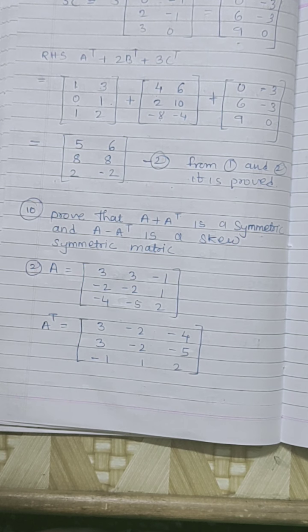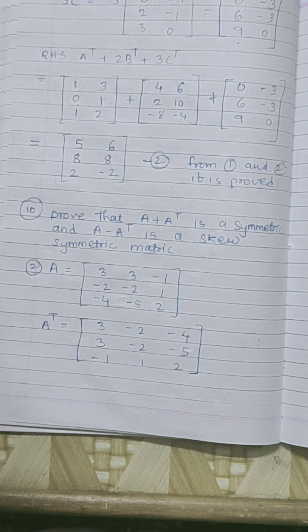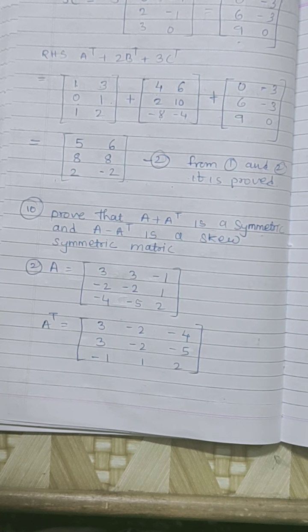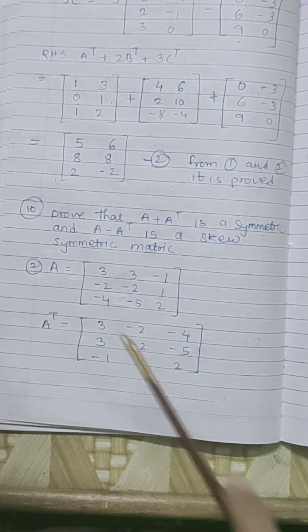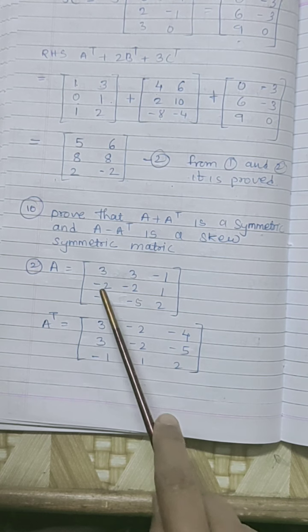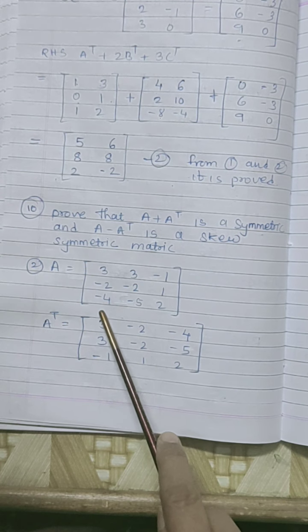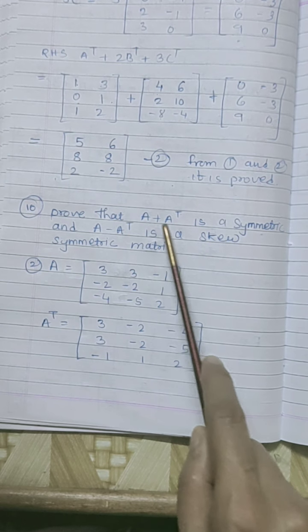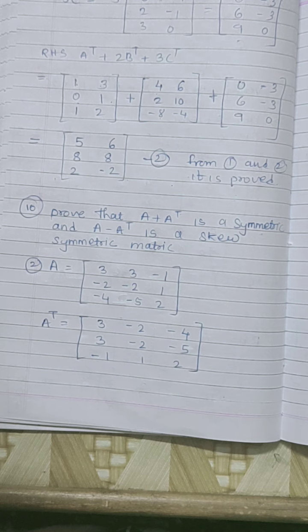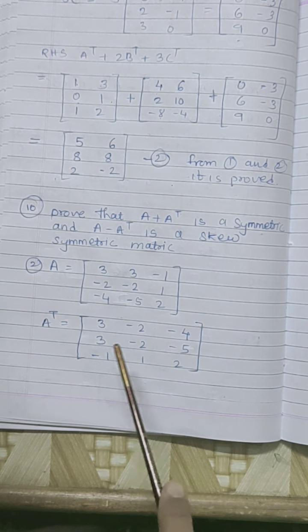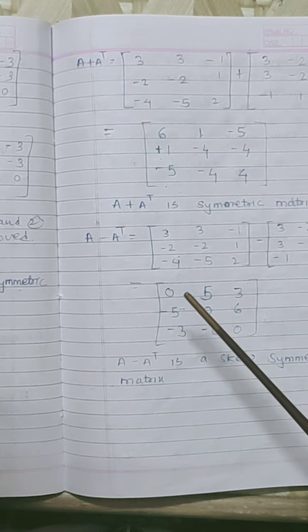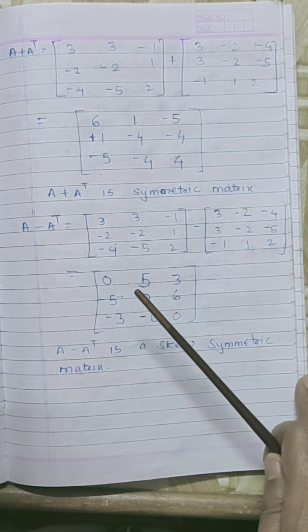you have to find a matrix as a sum of symmetric and a skew symmetric matrix. The tenth sum is very easy. In this way only you solved the tenth first and second one. So the matrix is A: 3, 3, minus 1, minus 2, minus 2, 1 and minus 4, minus 5, 2. So we want to show that A plus A transpose is symmetric. First A is given, find its A transpose, then find A plus A transpose.